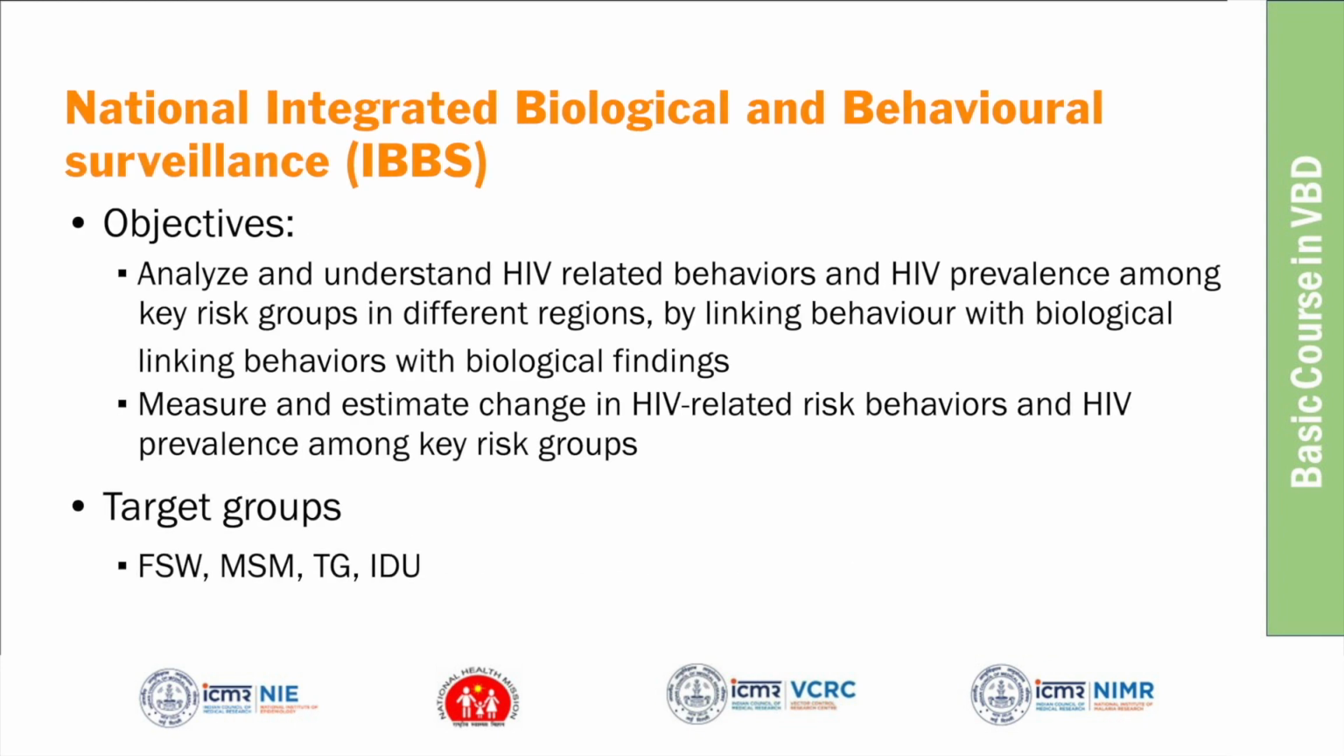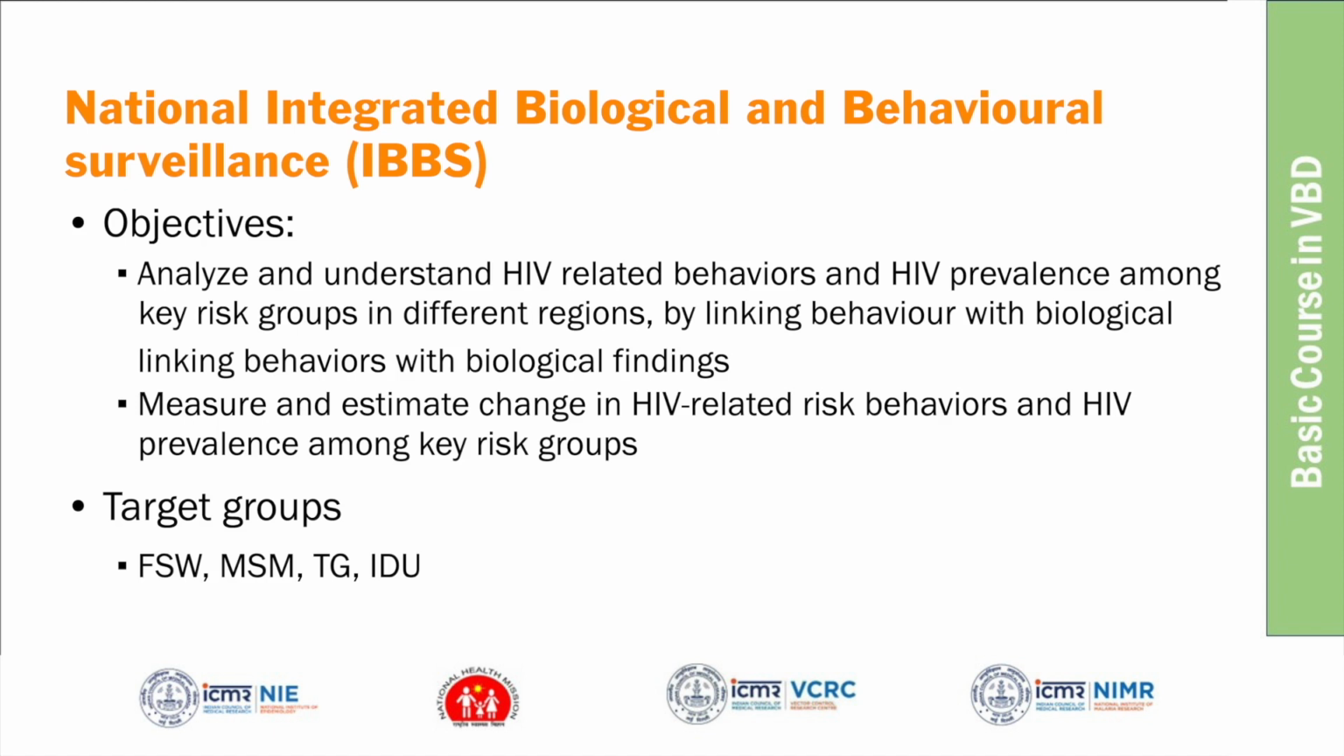Then the behavior surveillance system. Take the example of National Integrated Biological and Behavioral Surveillance. It's used to estimate the change in HIV-related risk behaviors or HIV prevalence among key risk groups. We can make a surveillance report for specific key risk groups. In this surveillance, we collect the behavioral changes of the targeted HIV population, like female sex workers, transgenders, and drug users. We just collect any behavioral changes from these people.